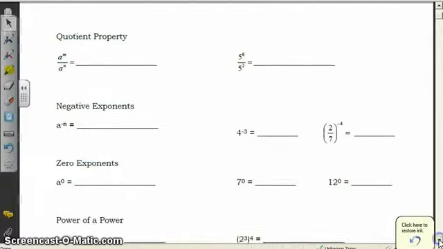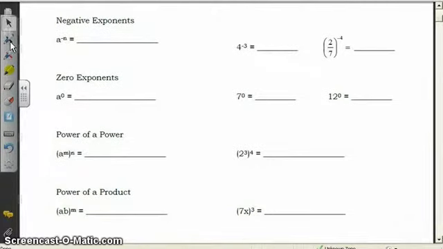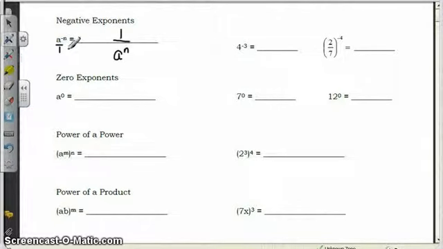The next one is negative exponents. A to the negative n is the same as 1 over a to the positive n. When we have a negative exponent, it tells us to flip the item, and so when we flip a, it becomes 1 over a, because any number can be written over 1 and it doesn't change its value.